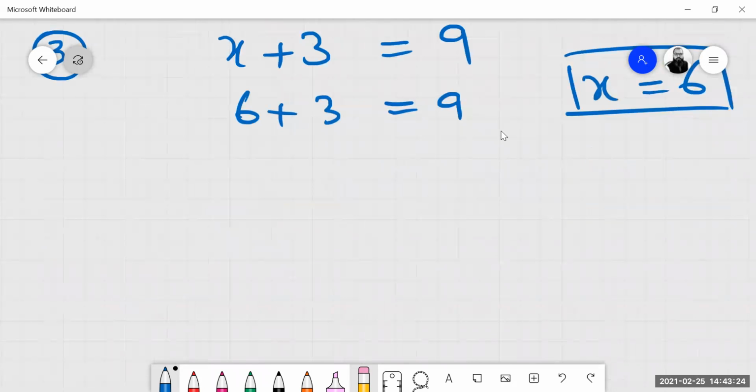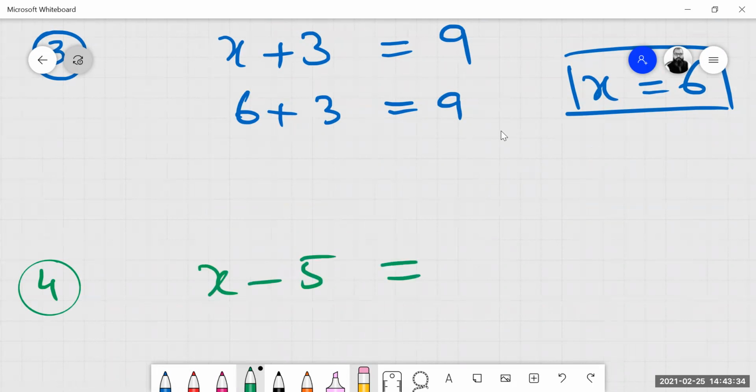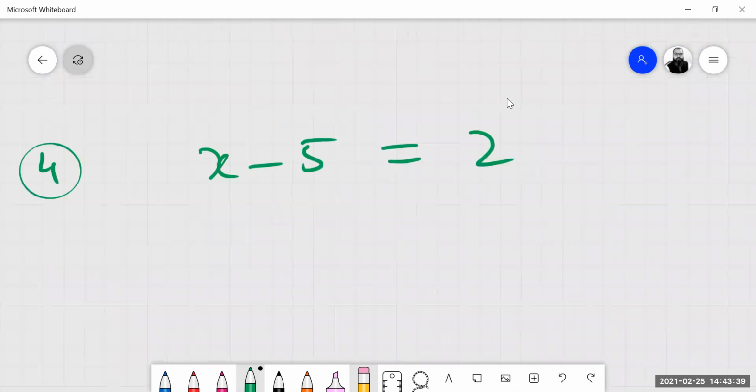Question number 4. If 5 is subtracted from the number, x minus 5 equals 2. So x plus 5 gives 7. X equals 7.